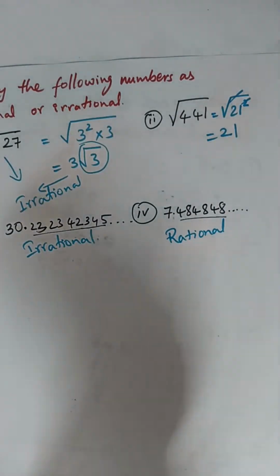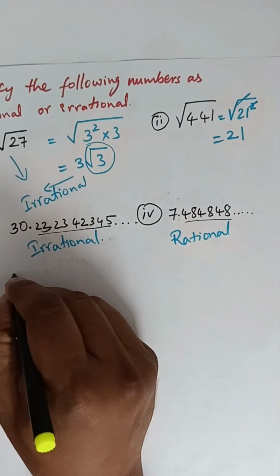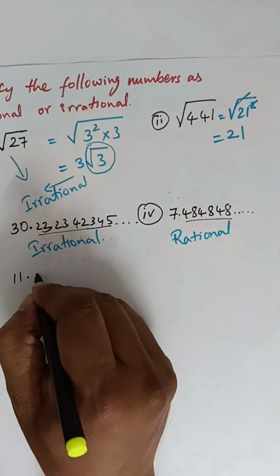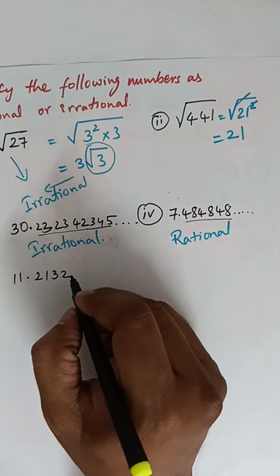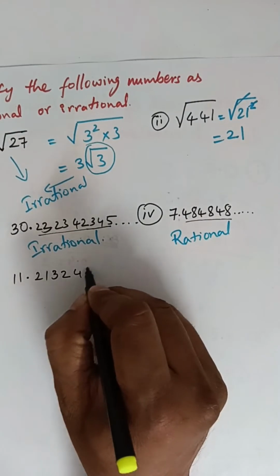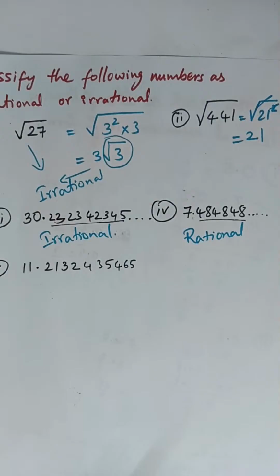Simple. Question number 5. I will give you 2 questions one by one. Whoever comment, then I will go for the next. 11.2132435. What is the answer? Is it rational or irrational? Is it rational or irrational? Comment please. Comment fast. Comment please, comment.